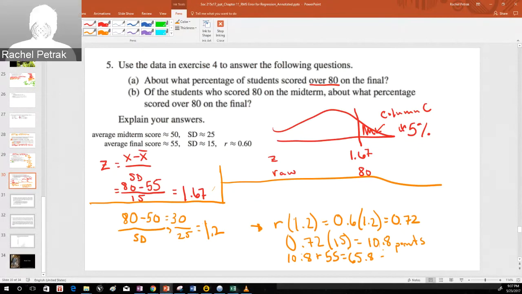To get there, that would tell us their predicted score on the final based on students who scored 80 on the midterm. And to get the percentage above that, we already know the z-score here. It's going to be 0.72, so we can just look that up and get the, again, column C.